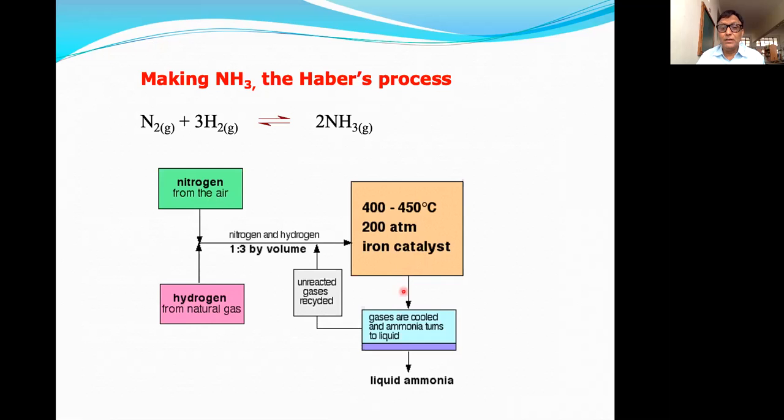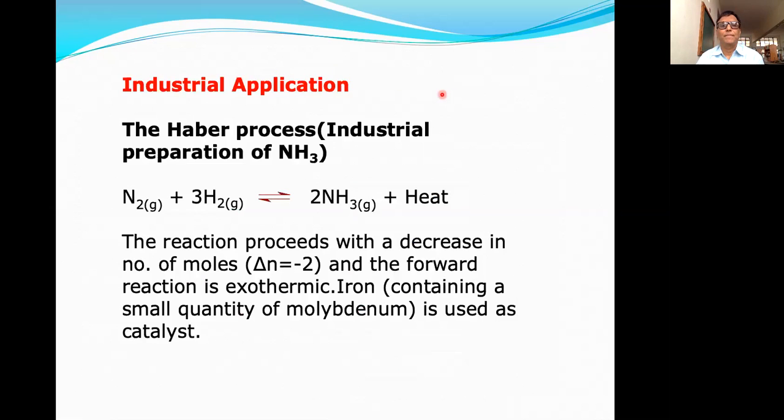Now gases are cooled and ammonia turns into liquid. And at the bottom there is liquid ammonia, so you can drain it out from the bottom. And on the left hand side, the unreacted gases are recycled. So this is the manufacture of ammonia by Haber's process.